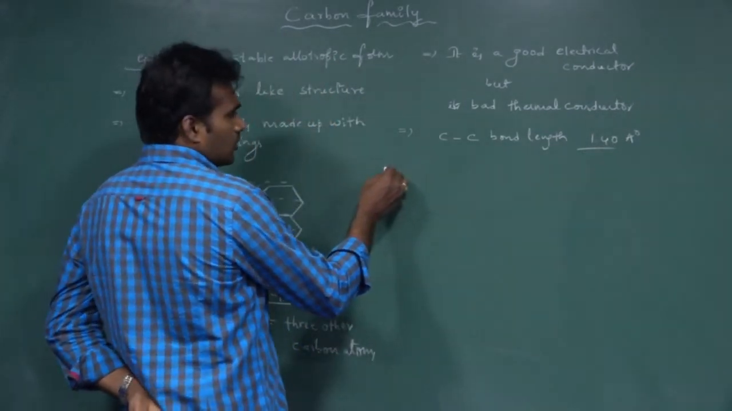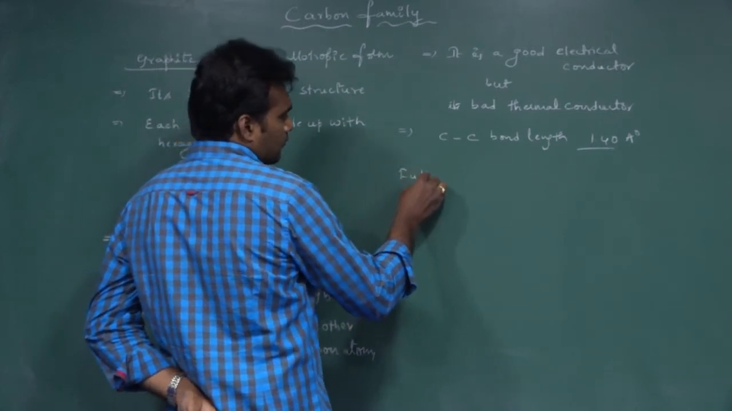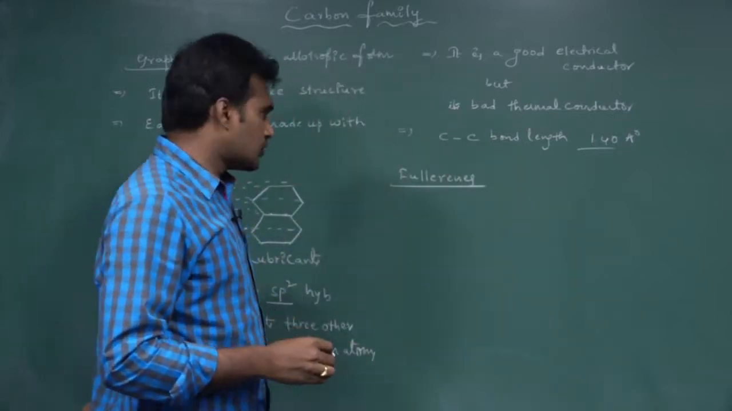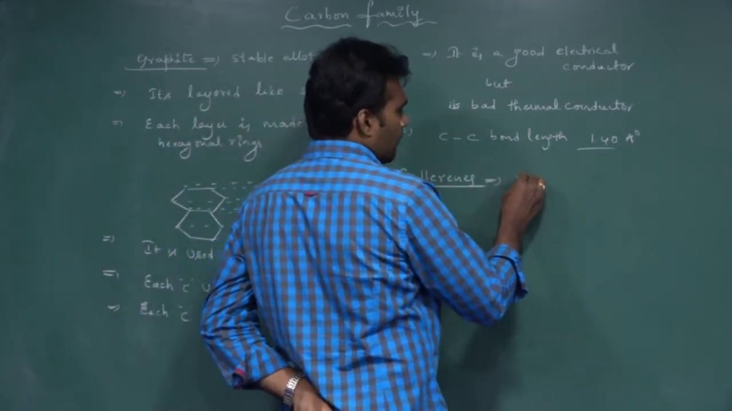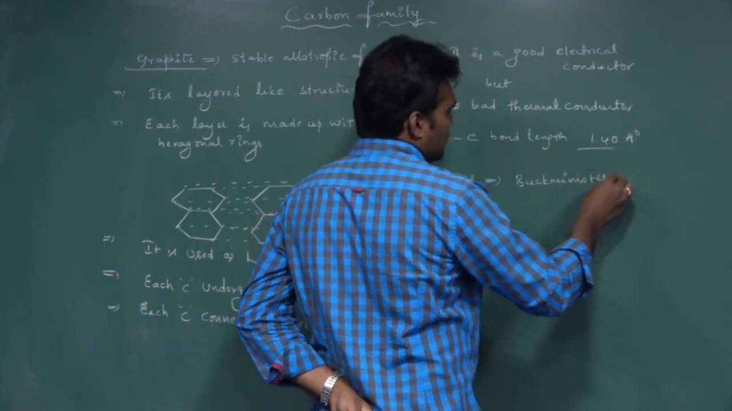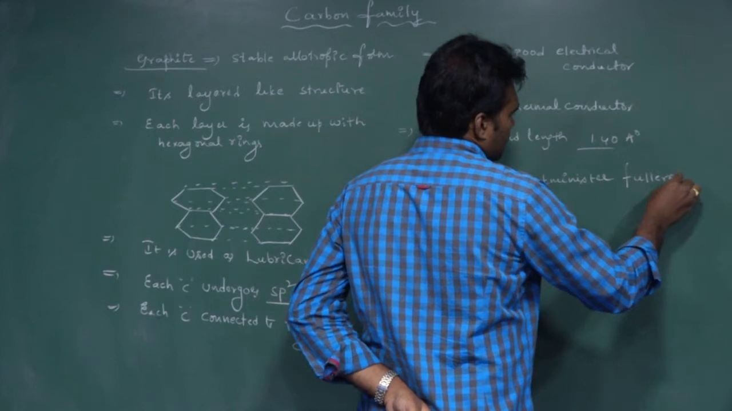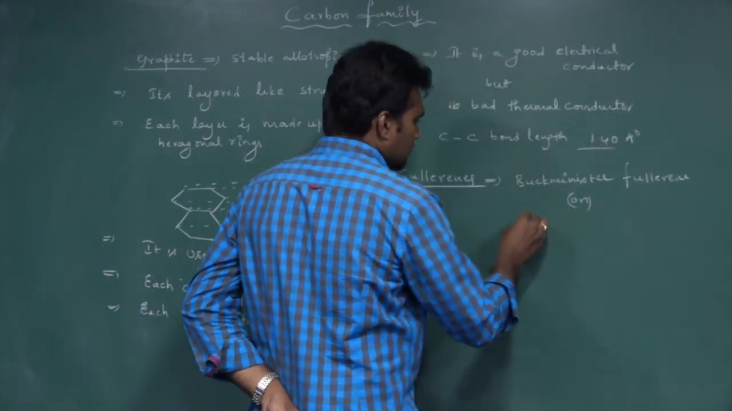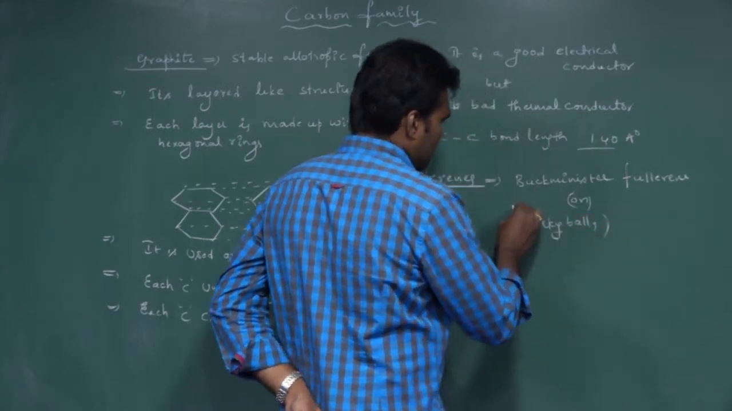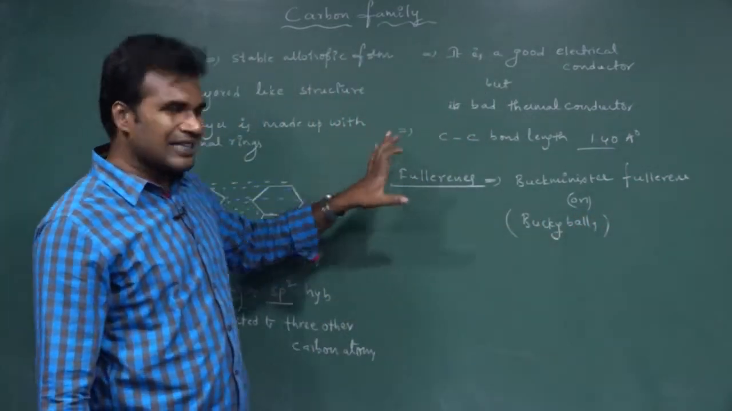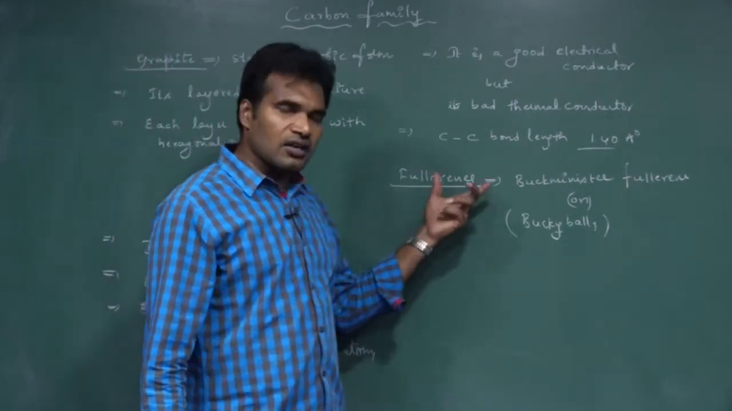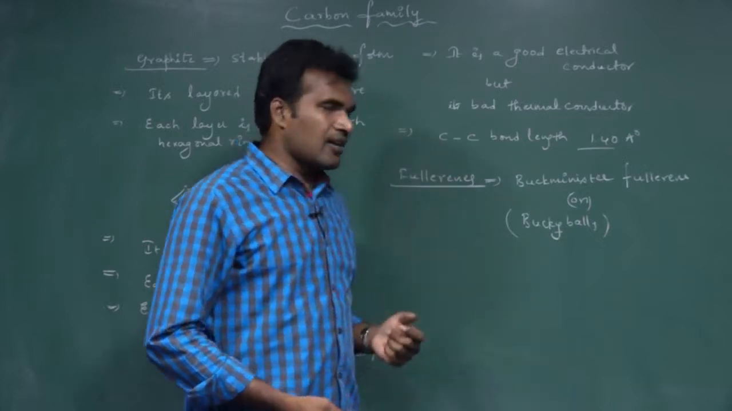Next, move on to the third one, that is fullerenes. We also call it Buckminster fullerenes. Also we call it buckyball. So these are the recently discovered crystalline allotropic forms. Buckminster fullerenes are recently discovered crystalline allotropic forms.